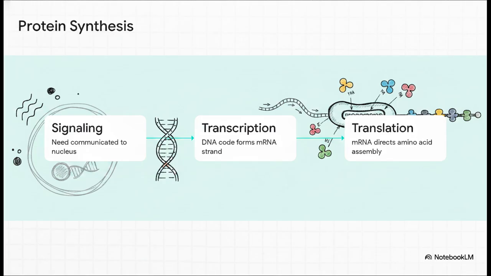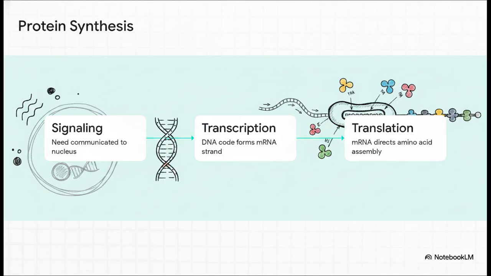When the cell needs a new protein, it follows a really strict sequence. First is cell signaling. The specific need is communicated directly to the nucleus. Second is transcription. The DNA unravels just enough so its genetic code can be transcribed into a strand of messenger RNA, or mRNA.